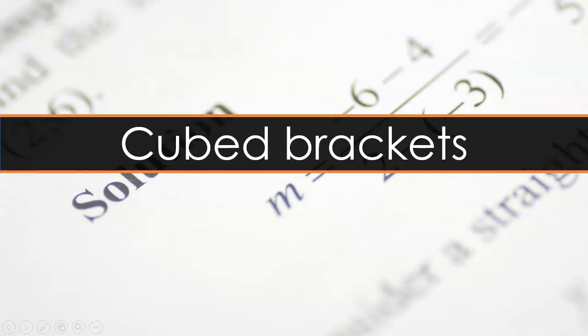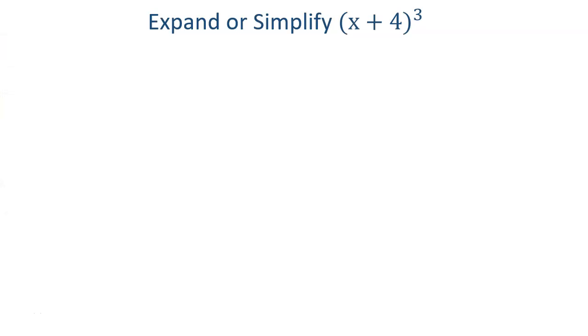Let's look at cubed brackets. This is more relevant for people doing higher GCSE. X plus 4 cubed. Any number cubed is it multiplied by itself twice. So x plus 4 times x plus 4 times x plus 4 is the same as x plus 4 cubed.